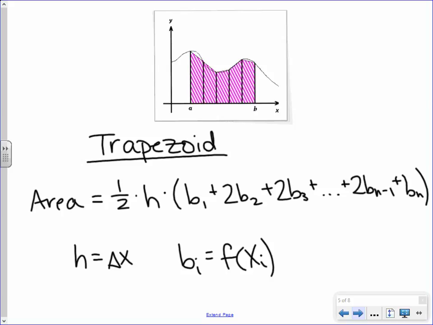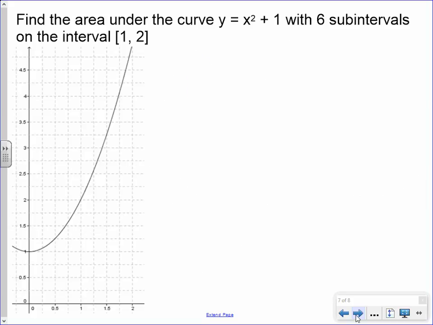Okay, so we're going to do another example. Are you ready? How far apart are each of those bases? Whatever the height is, they're all that same distance apart. In the last example, yes, Cole, that was 1/2. So let's do this example.